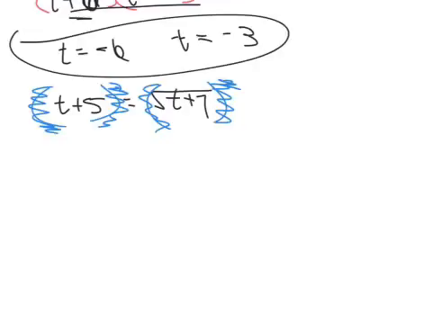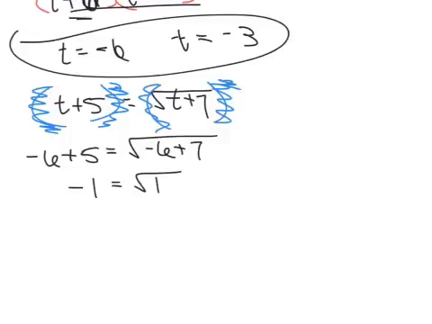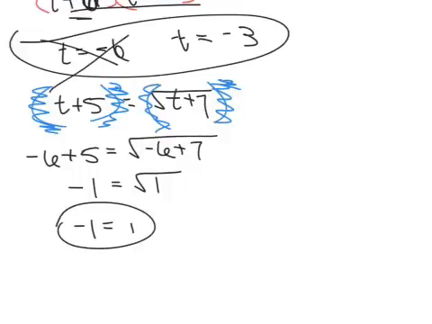So I need to plug in -6 into this. So -6 plus 5 equals the square root of -6 plus 7. So this is going to be -1 equals the square root of 1. What is the square root of 1? 1. Those are not equal. So -6 does not work.